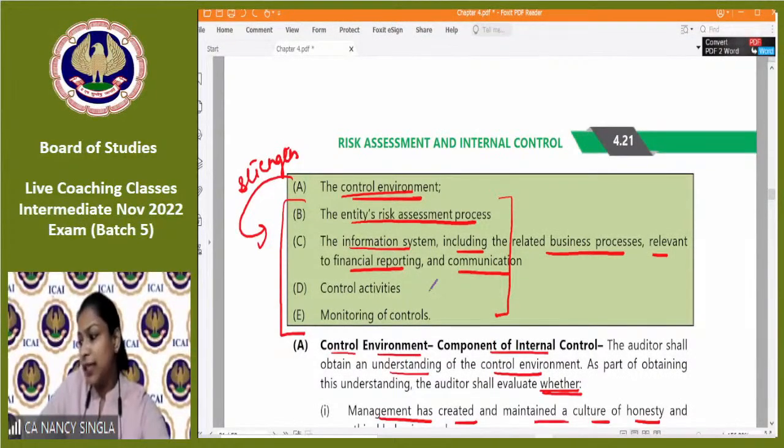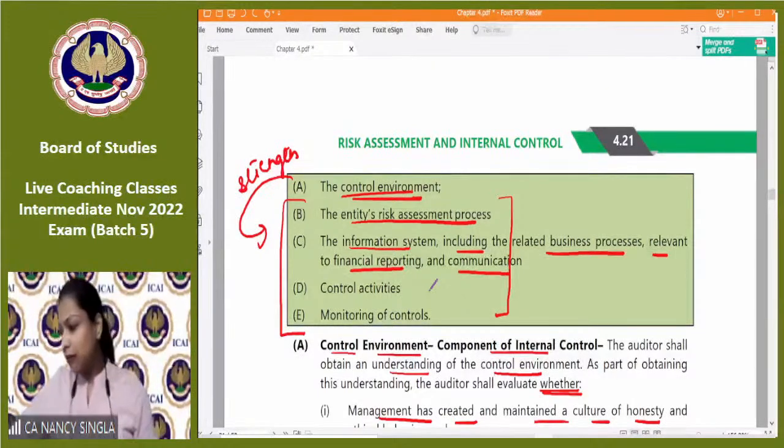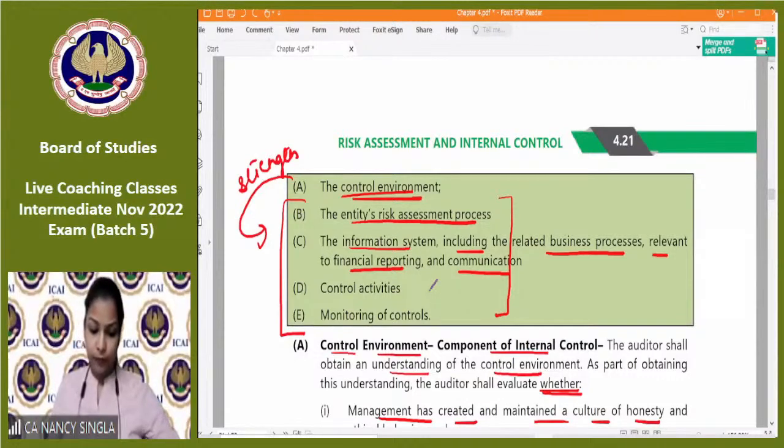Sonika is saying she is able to learn the concepts also. So that is good, Sonika. So Karthik, let me just have a look at your query.